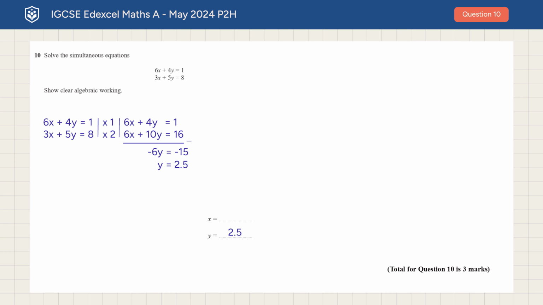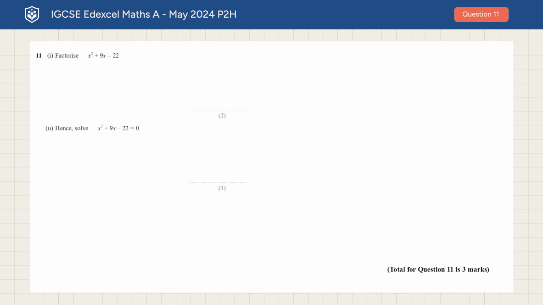Now that we have y, let's substitute 2.5 back into our second equation to find x. That gives us 3x plus 5 times 2.5 equals 8. Since 5 times 2.5 is 12.5, the equation becomes 3x plus 12.5 equals 8. Next, subtract 12.5 from 8. That gives us 3x equals negative 4.5. Finally, divide negative 4.5 by 3. We find that x equals negative 1.5. So the solution to our simultaneous equations is x equals negative 1.5 and y equals 2.5.